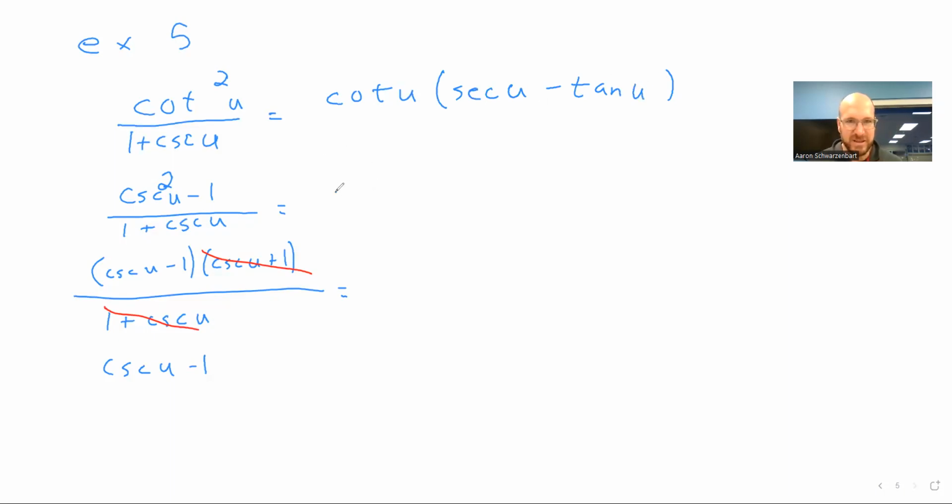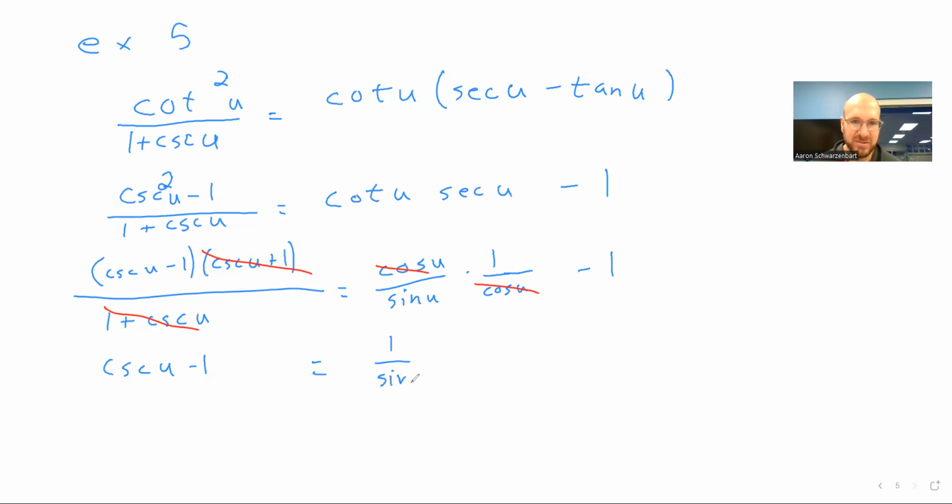So when I multiply, I get cotangent u secant u minus 1, because cotangent times tangent, those are reciprocals, so they equal 1. Now, the same idea is going to apply. Cosine u over sine u times 1 over cosine u minus 1. The cosines are going to cancel here, and I'm going to get 1 over sine u minus 1, which is cosecant u minus 1.